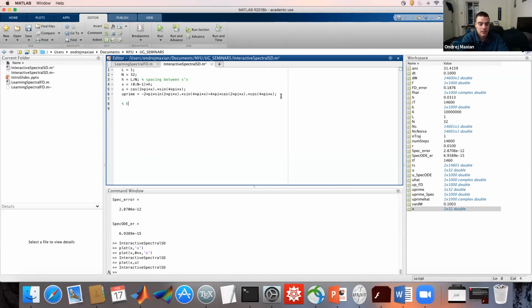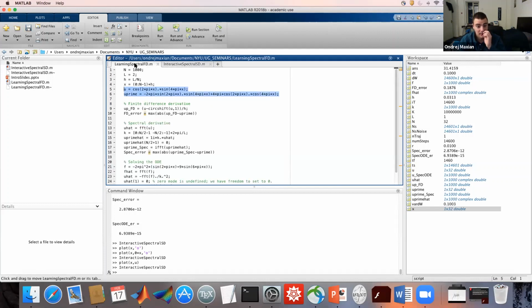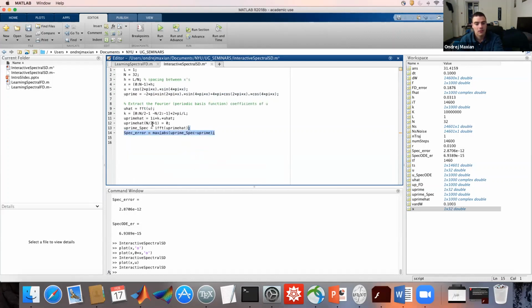So the next thing that we're going to do is extract the Fourier periodic basis function coefficients of u. And in order to do that, we need to define the wave numbers k. I'll show you what I mean. I'm going to take the FFT to extract the coefficients of u. That's what I talked about. We're going to solve that system to obtain u hat sub n. That's the FFT, fast Fourier transform.